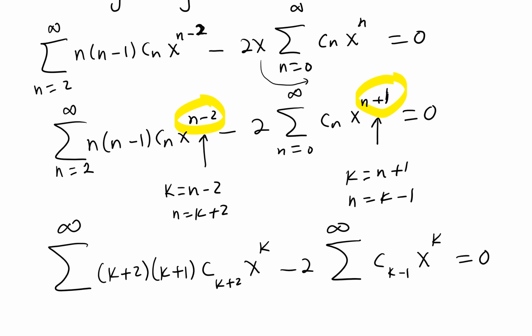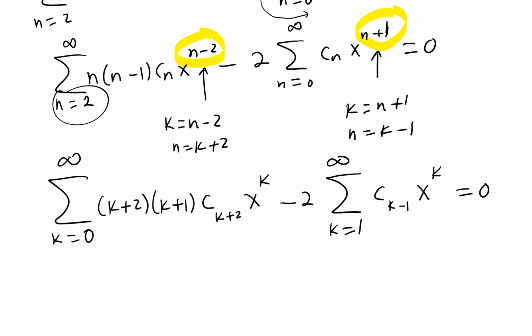Let's see, if n is 0 in the second sum, then k is 1. If n is 2 in the first sum, k is 0. So now the x^k's match. We need to match the starting point of each one of them: k equals 1 and k equals 0. We take the one with the smaller lower bound, which is k equals 0. So you can substitute k equals 0 here.